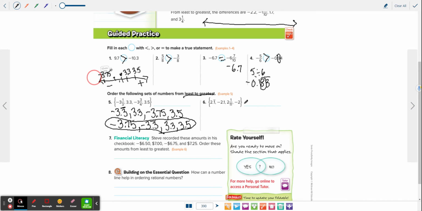Okay. And you do the same thing with this one. Change those all to decimals and figure out on your number line which one is biggest and which is smallest. You want to start with the least and then go to the biggest.